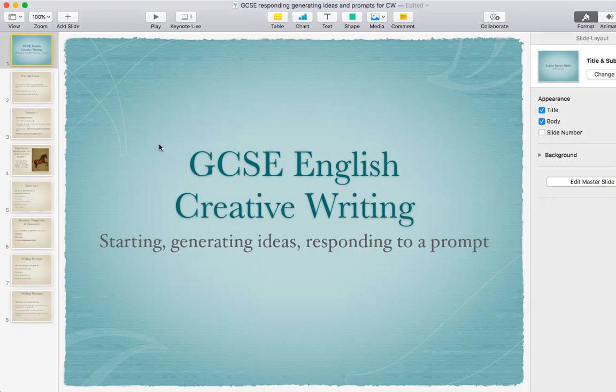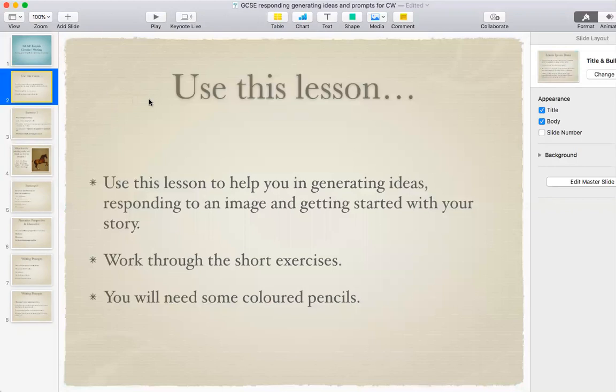I will then have an after lesson that looks at what we're doing in a little bit more detail and provides you with a kind of an answer of some description. Okay, so what's this lesson about? We're going to use this lesson to help you generate ideas in responding to an image and starting with your story. I want you to work through the short exercises. You will need some coloured pencils.